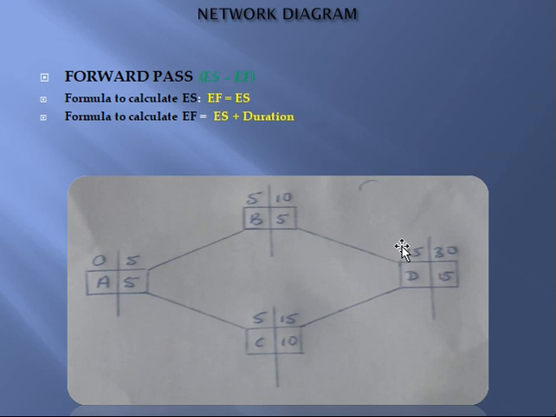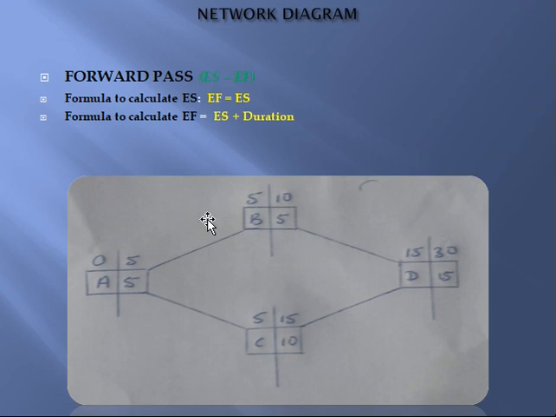Now to get the early finish, like we have been saying, early start plus duration. So you simply add 15 plus 15 and you get what? 30 as your early finish. So according to this, the entire duration of this project from A to D is going to take what? 30 days. You understand? So 30 days is the earliest this project can finish. So that's what we mean by the early start and early finish. So this is for the forward pass.